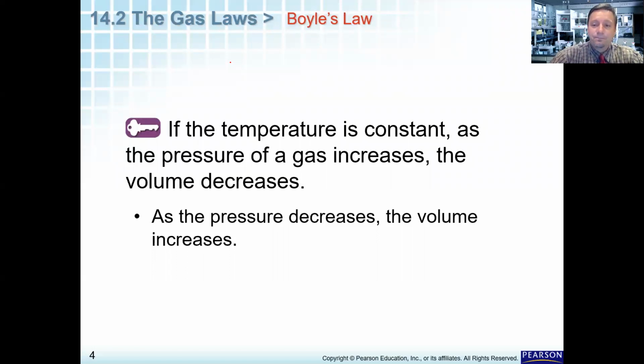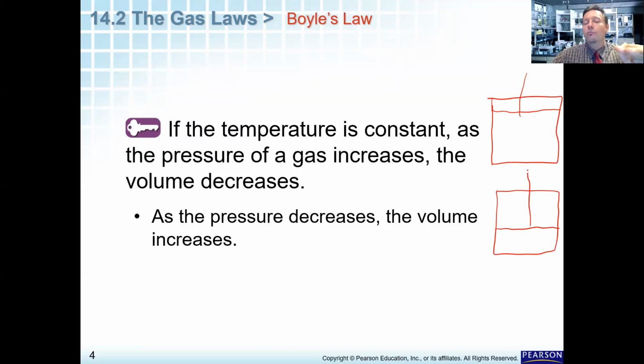So think about this for a second. If you have a container, you take some kind of a plunger mechanism and you have it here, and then in the next part of the container you push it down, so the volume decreases, the pressure increases. So as the volume decreases, the pressure increases. So as the pressure decreases, the volume increases. So if you take the volume and you expand it, now your pressure is going to be less. So that's a relationship. It's an inverse relationship. Very important that you write that down, an inverse relationship. So pressure to volume is inverse.